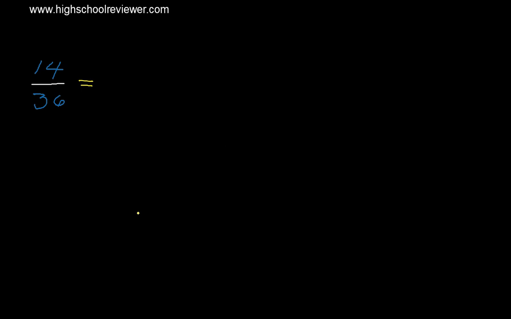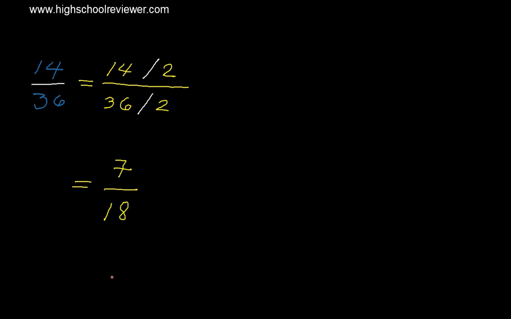Now that we know the GCF of 14 and 36 is 2, we will proceed to our next step. So we will have here 14 divided by 2. And we have here 36 divided by 2. 14 divided by 2, this is equal to 7. And 36 divided by 2, this is equal to 18.